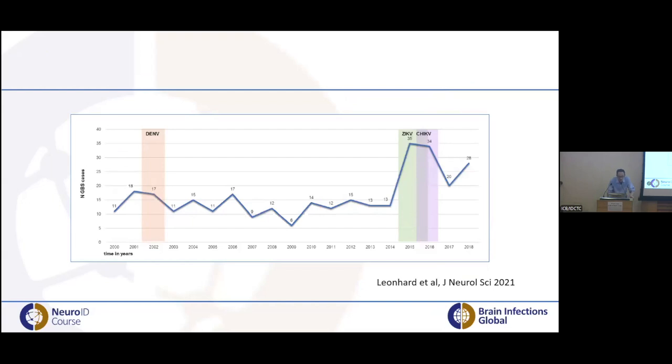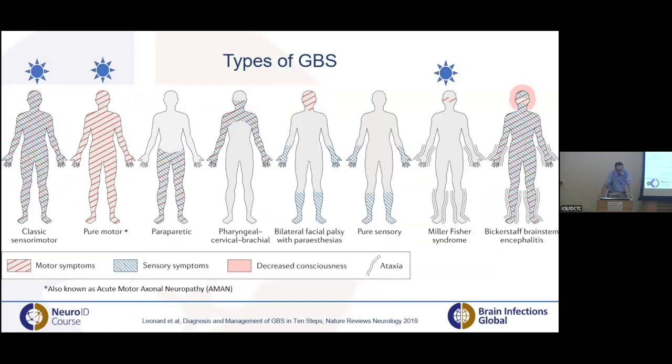This is the curve of cases. One of our studies, this was actually led by the Dutch, was looking at Guillain-Barré syndrome since 2000. And you can see it's pretty steady until 2018, when we have Zika virus and chikungunya virus, this overlapping outbreak, and a great increase in the number of Guillain-Barré syndrome cases.